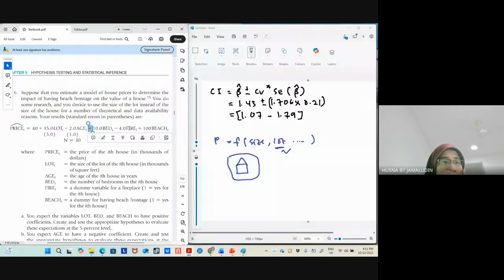Fire. What is this fire? A dummy variable for a fireplace: one, yes, for the house. So let's assume that you are not living in Malaysia. You are living somewhere in a four season country. Can you give me any country that you want to live in?